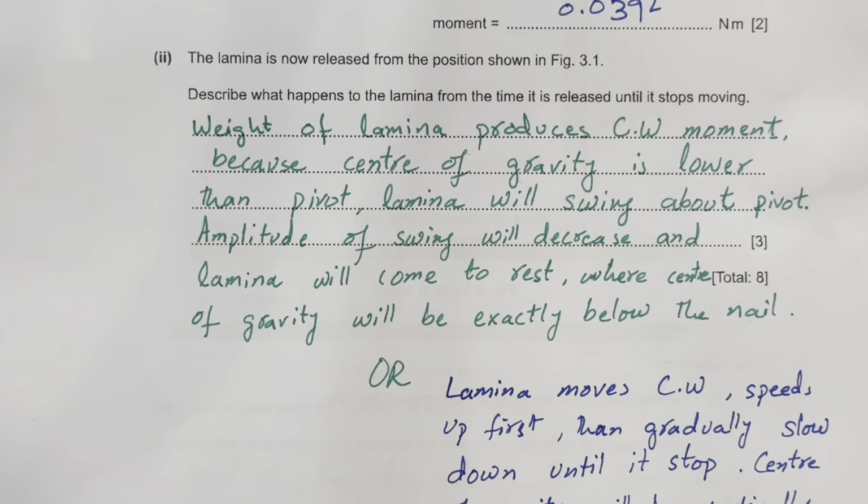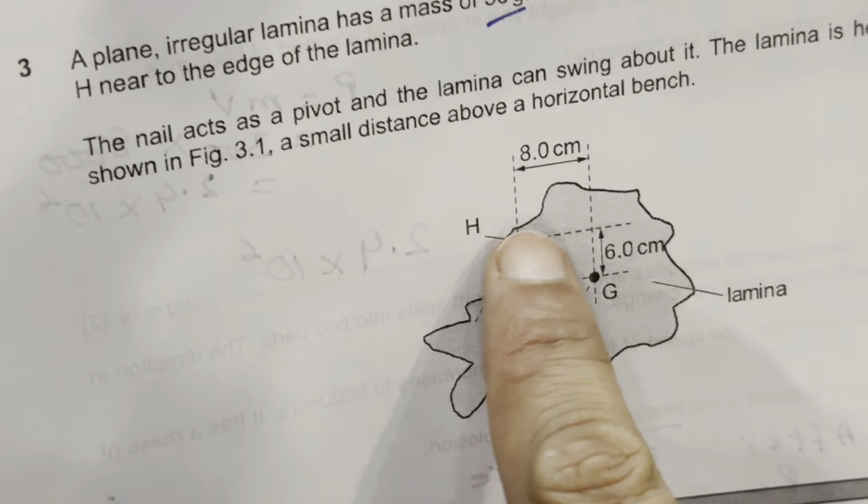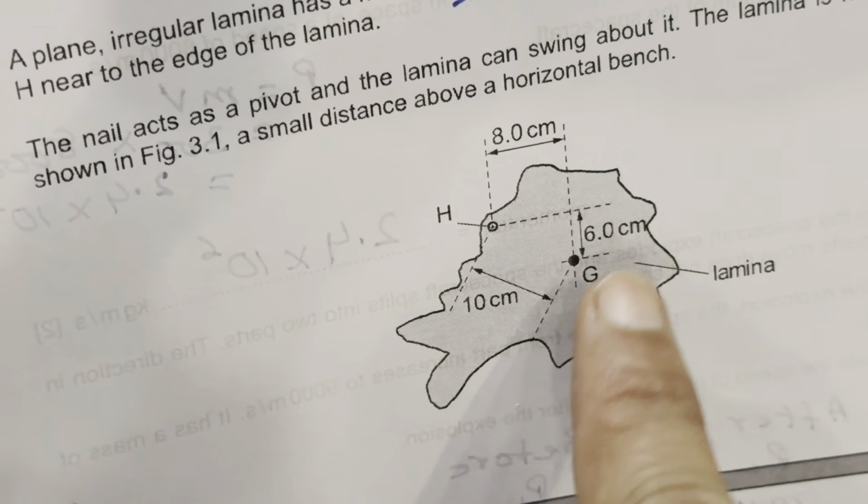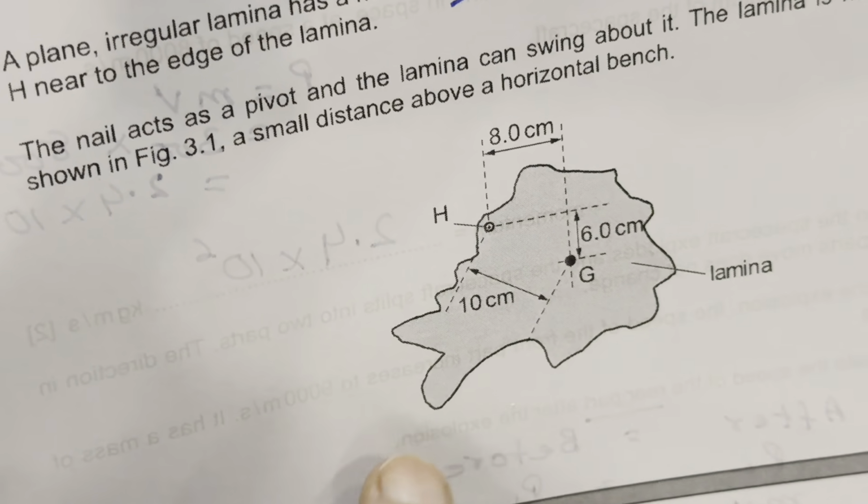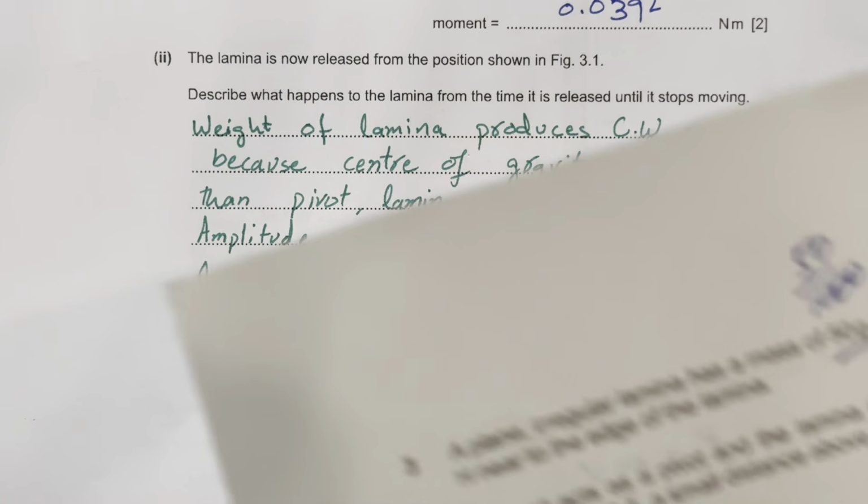Okay, next part. I have already written the answer so I could explain it better. The lamina is now released from the position shown in figure 3.1. Describe what happens to the lamina from the time it is released until it stops moving. We know that when the lamina starts to move, it will move in the clockwise direction, this way.